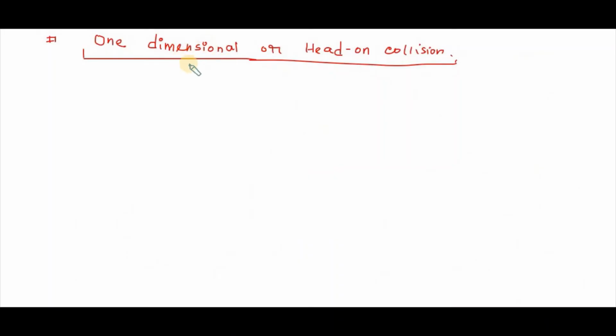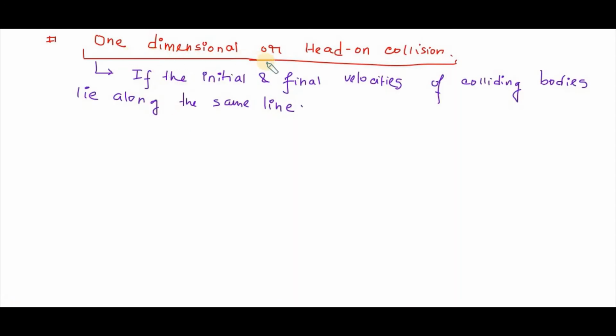Now we are going to consider the case of one-dimensional or head-on collisions. If the initial and the final velocities of the colliding bodies lie along the same line, then the collision is considered a one-dimensional collision.